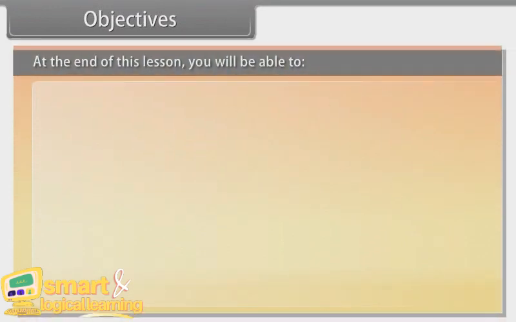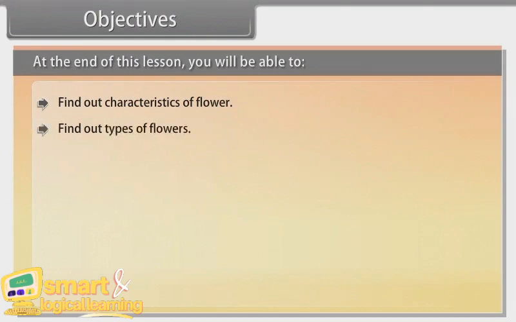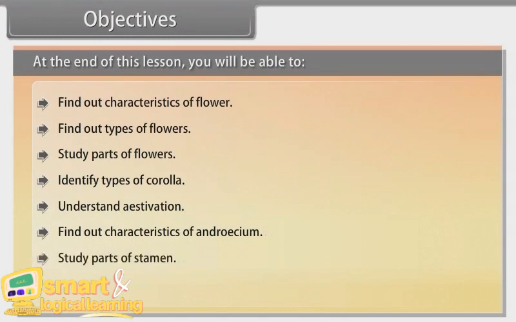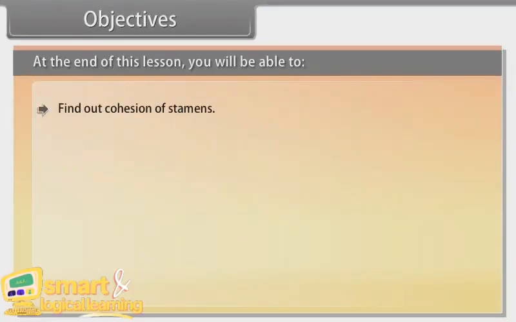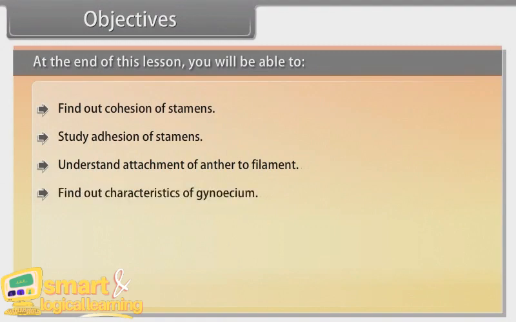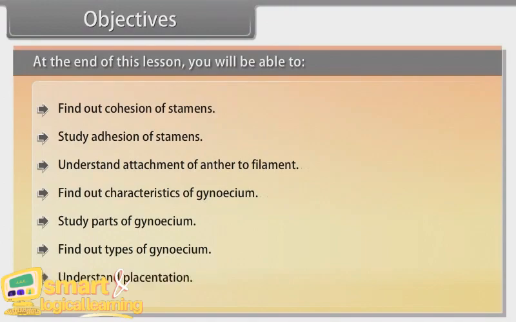Objectives. At the end of this lesson, you'll be able to find out characteristics of flower, find out types of flowers, study parts of flowers, identify types of corolla, understand estivation, find out characteristics of androecium, study parts of stamen, find out cohesion of stamens, study adhesion of stamens, understand attachment of anther to filament, find out characteristics of gynoecium, study parts of gynoecium, find out types of gynoecium, understand placentation.